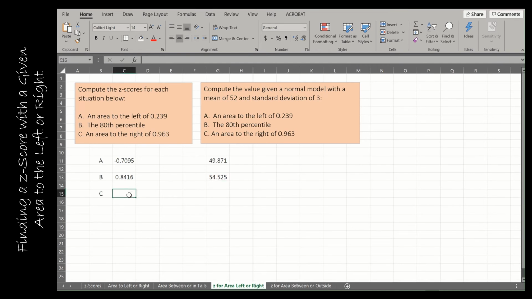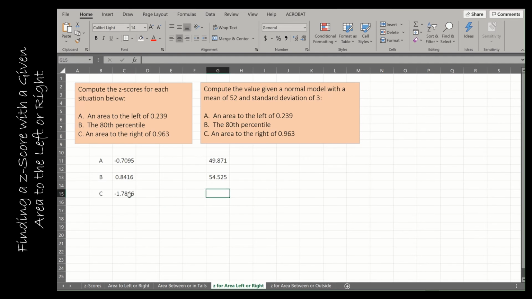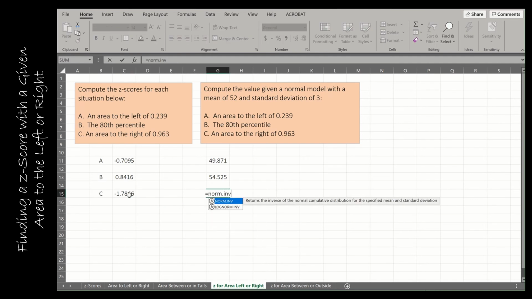The last one says the area to the right of 0.963. Now keep in mind, norm inverse only deals with area to the left. So the easiest way around that is to do norm inverse, and instead of 0.963, just put 1 minus 0.963. Let Excel find that value for you. Mean of 0, standard deviation of 1. Or, same thing, norm inverse, 1 minus 0.963, again because it's to the right instead of the left, and then the mean of 52 and the standard deviation of 3.